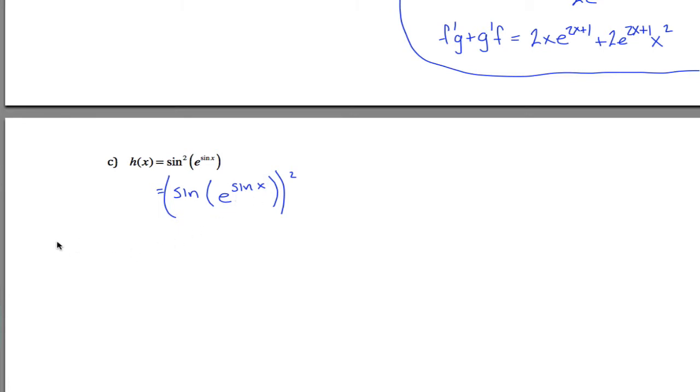Because this we can take the derivative of. We can say h prime is equal to, if you had to take the derivative of this, the outermost function is x squared. It's something squared. So using the power rule, I take that 2 down in front and leave all this mess alone.